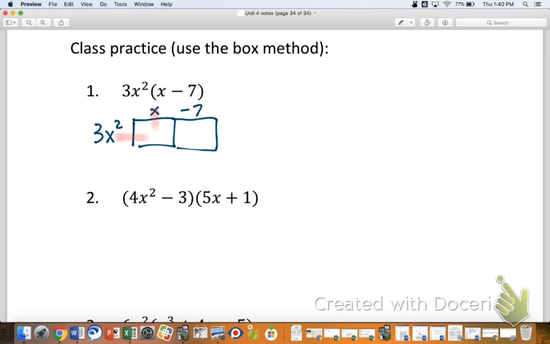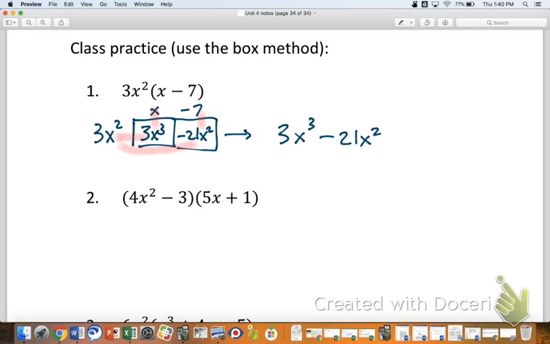So 3x squared times x would be 3x to the third. That's right. And then negative 7 times 3x squared would go there, and that would be negative 21x squared. So take a look at that. All we then have to do is rewrite this outside the box as our official answer, 3x cubed minus 21x squared. The nice thing about this box method is it really doesn't matter what types of things you're multiplying together.